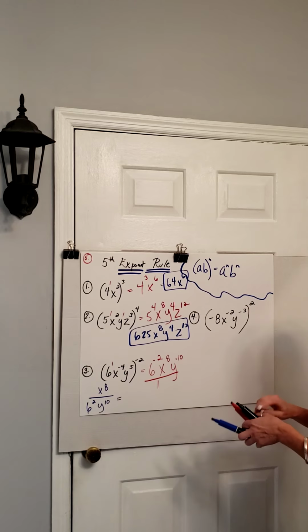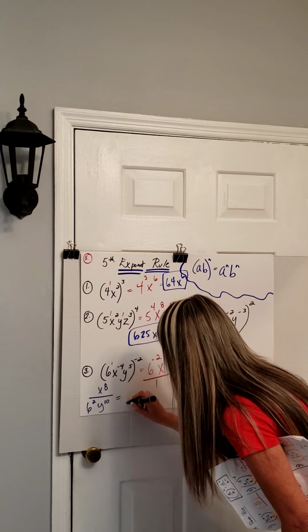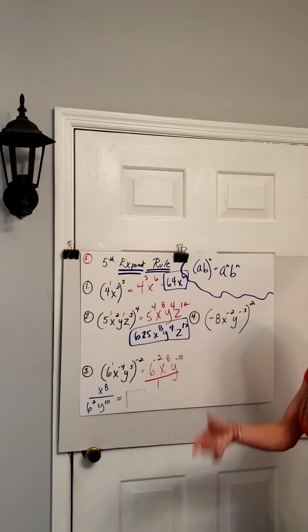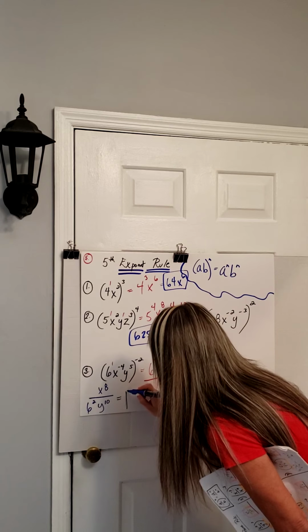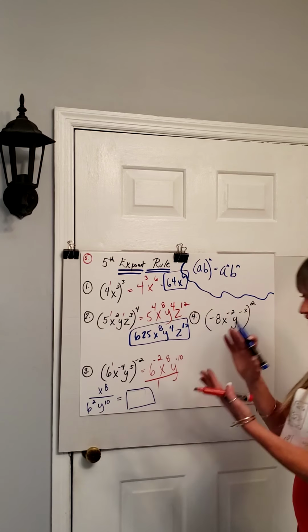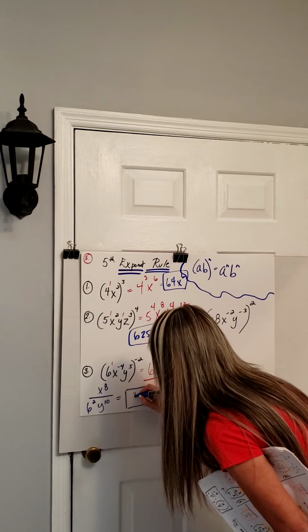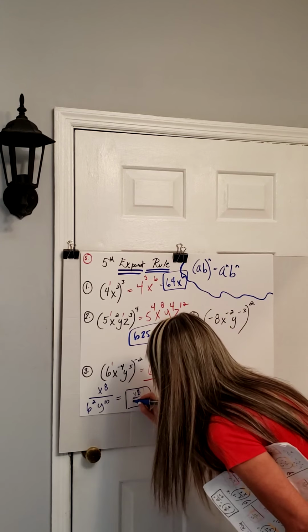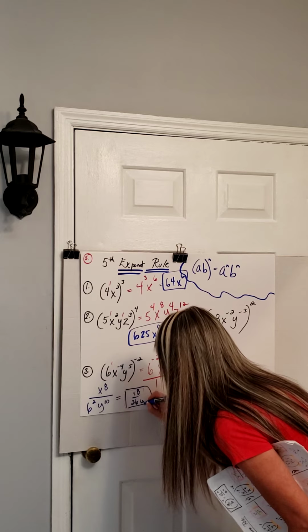That's not my final answer because you can evaluate that 6 squared. Oh my goodness, is my marker dying on me? That's all right. We don't need that one. Here we go. So my final answer is going to be x to the 8th, 6 squared, 36, y to the 10th.